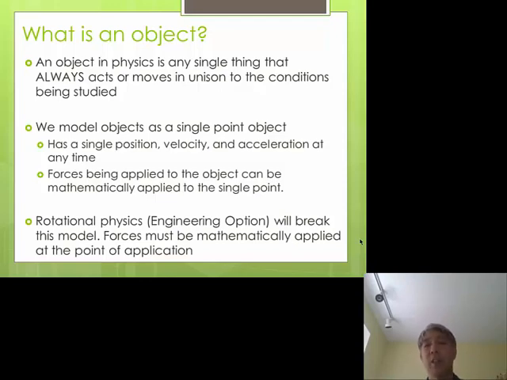Because of that, we can just replace the object, for the most part, as a single point. This single point has position and velocity and acceleration, and all the forces that we apply to this object, we're going to treat as mathematically being applied at that single point. If you choose the engineering option, this simple model that we use is going to break down a little. We will at that point need to apply our forces mathematically at the point of application, or effectively at the distance from the center of mass.